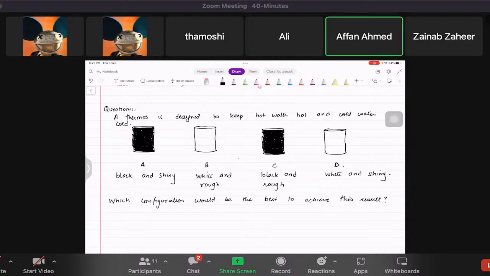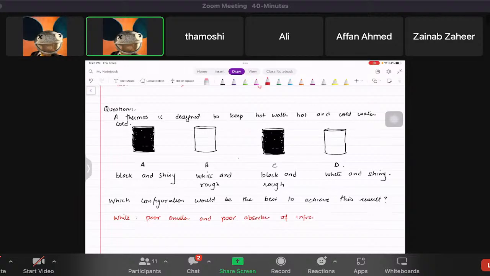Because shiny reflects heat energy and it's also a poor emitter. Yes, so white is a poor emitter and poor absorber of infrared, and shiny is a good reflector. Very good. So you guys need to always answer this in these terms. All right, very good. Is there something missing? Please let me know.